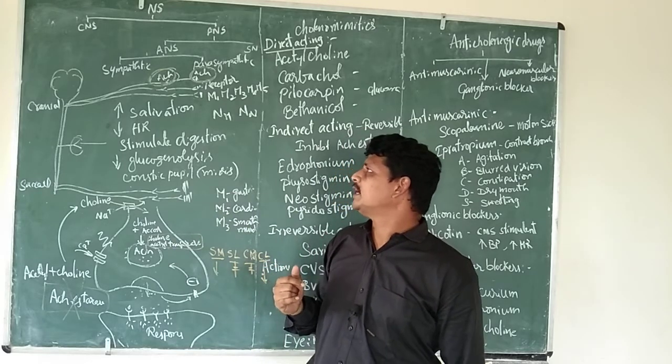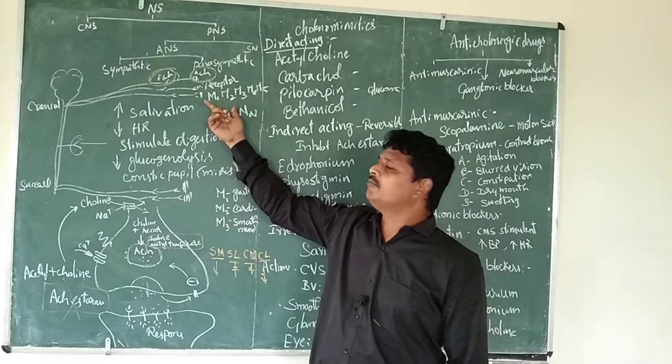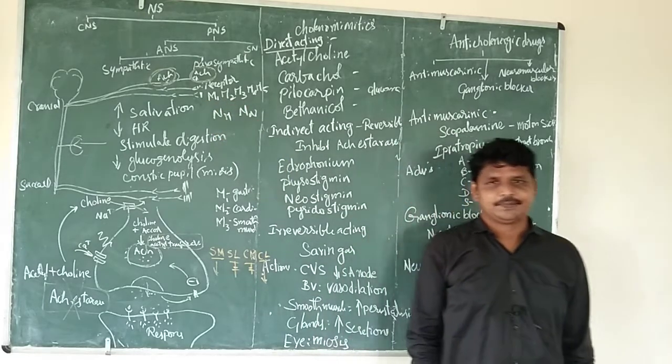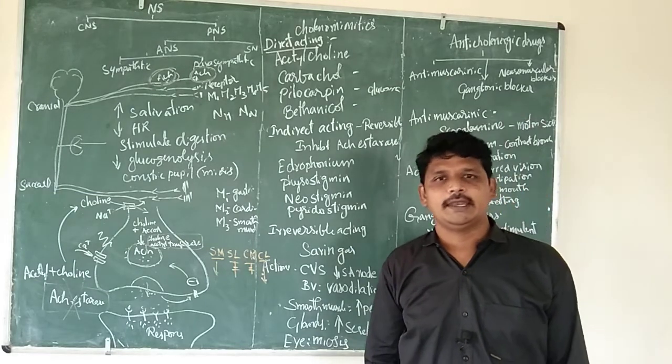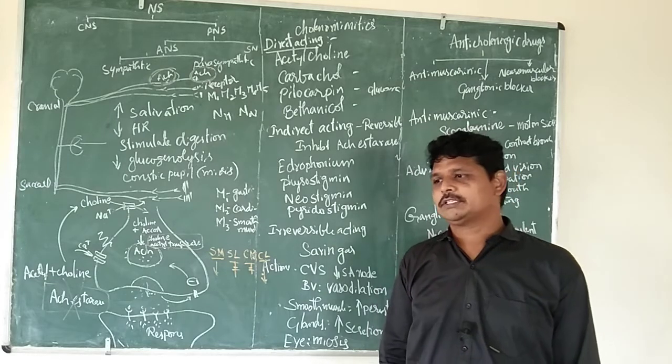Next, coming to the receptors. Here we have muscarinic and nicotinic receptors. The muscarinic receptors have subtypes M1 to M5, and the nicotinic receptors are NM and NN, muscular and neuronal nicotinic.